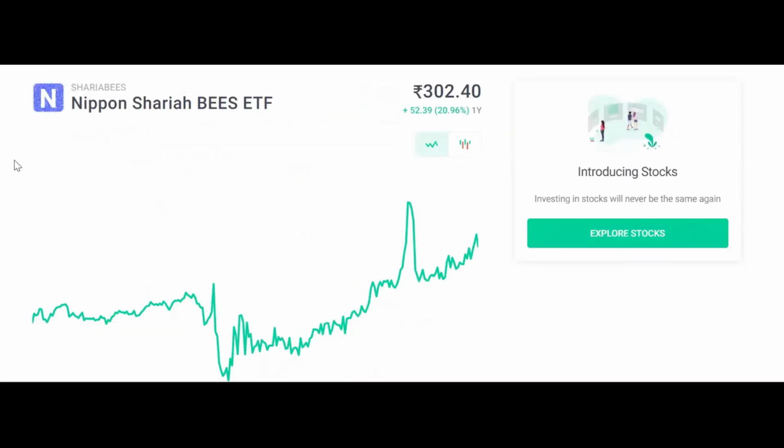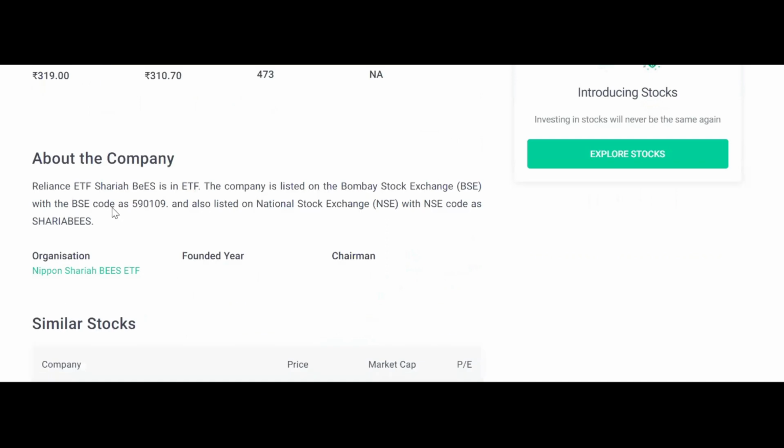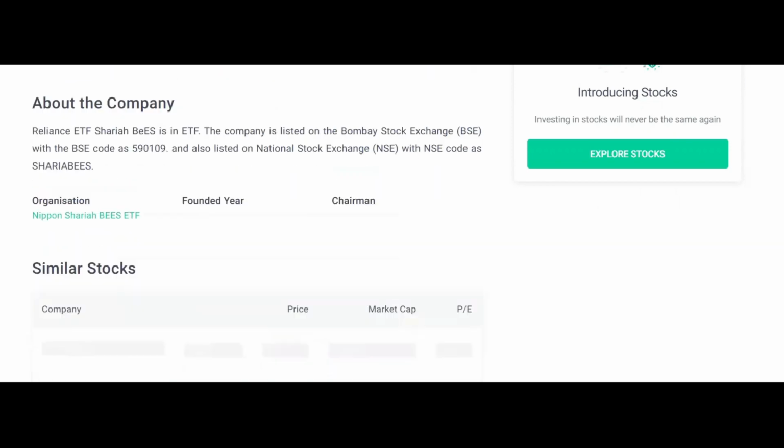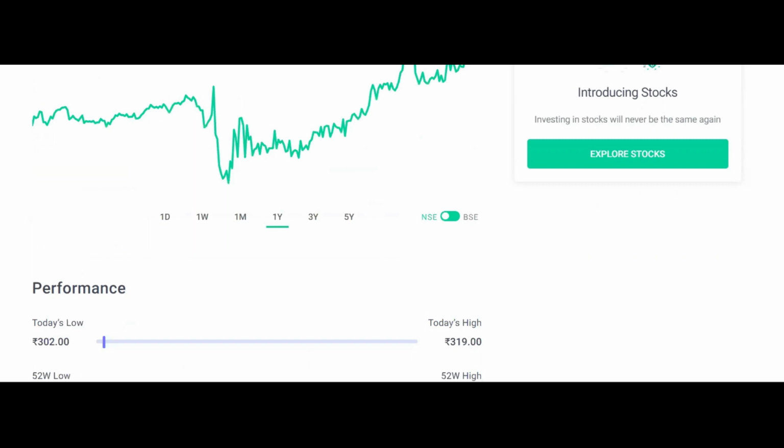Okay. Next one is the Nippon Sharia Based ETF, which is from the Nippon AMC, and this is an ETF, and this is traded through Demat. Okay, so current NAV is around 302, and the past 1 year returns have been almost 21%. Okay, so since it is trading on the Sharia index, it covers all the stocks that are available in the Sharia index 50.